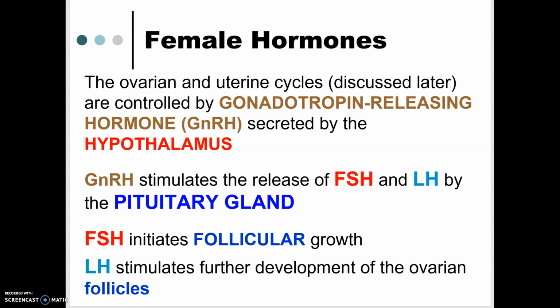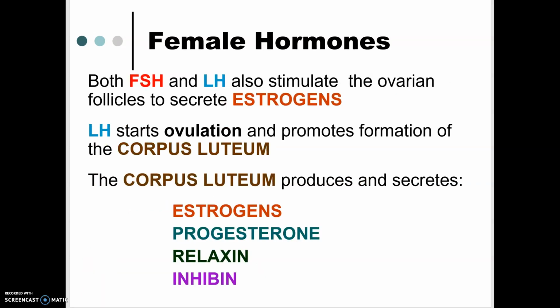Now, FSH, just like it says in the name, follicle stimulating hormone, is going to help with the growth of follicles inside the ovary. LH, luteinizing hormone, is going to produce hormones that help further the development of the ovarian follicles. Both of these hormones, FSH and LH, are going to stimulate the ovarian follicles, which will secrete estrogens. Estrogens are a group of hormones that are considered female hormones, and they have a wide-ranging effect on the female body, and we'll talk about those in a couple of slides down the road.